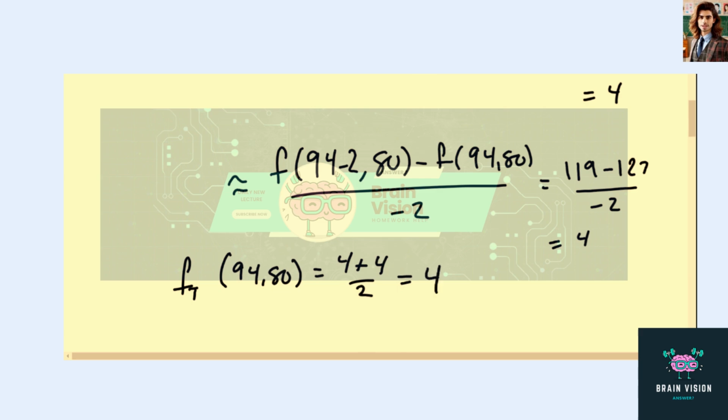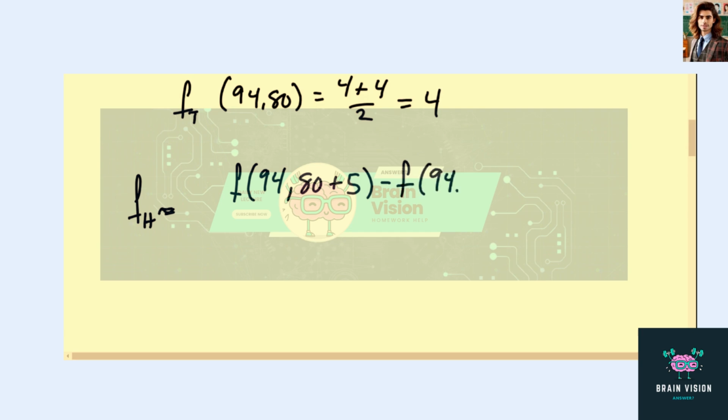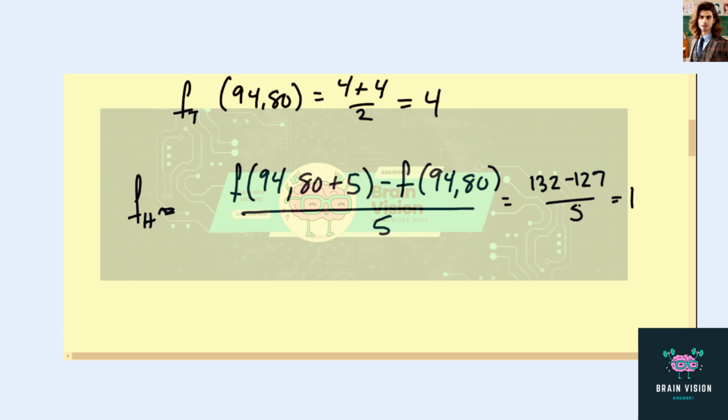It's a popular number. Okay, so we're going to do the same methodology. I'm going to leave out the sort of background motivation for it this time. So the partial derivative with respect to h then is going to be roughly f at 94, and then we'll do 80 plus 5, minus f at 94, 80 over 5. Okay, which is equal to 132 minus 127 over 5, which is equal to 1.